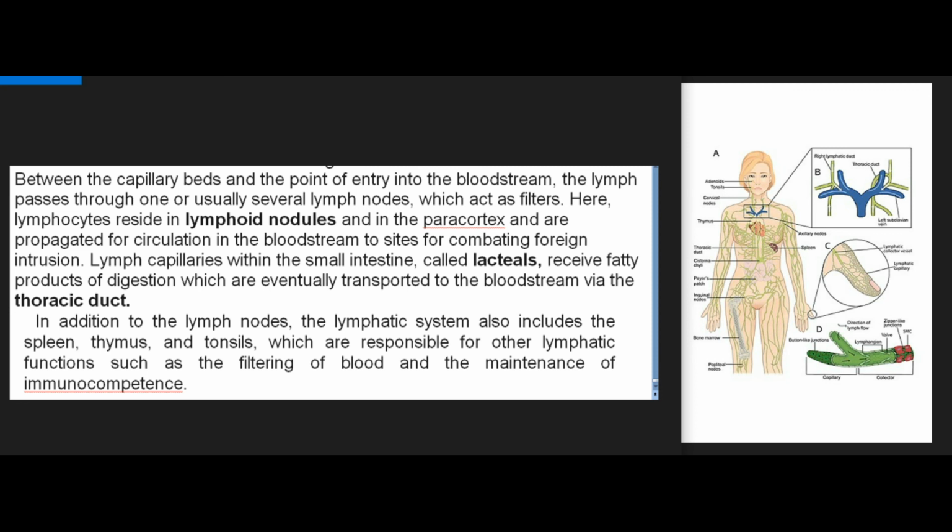In addition to the lymph nodes, the lymphatic system also includes the spleen, thymus, and tonsils, which are responsible for other lymphatic functions such as the filtering of blood and the maintenance of immunocompetence.